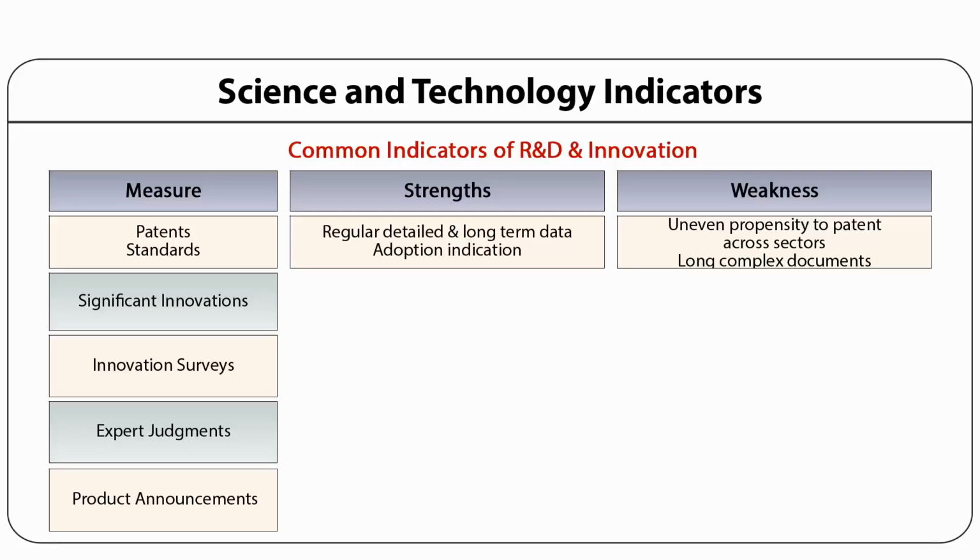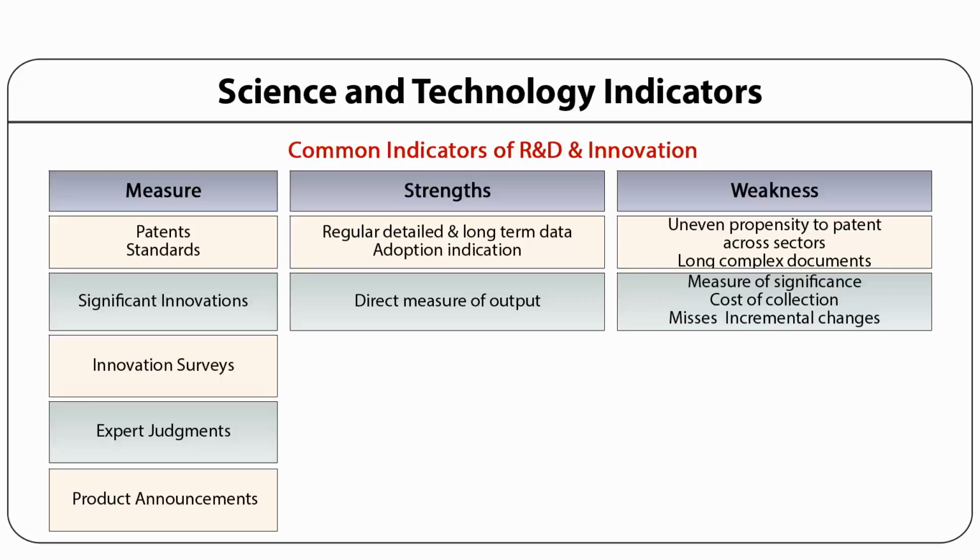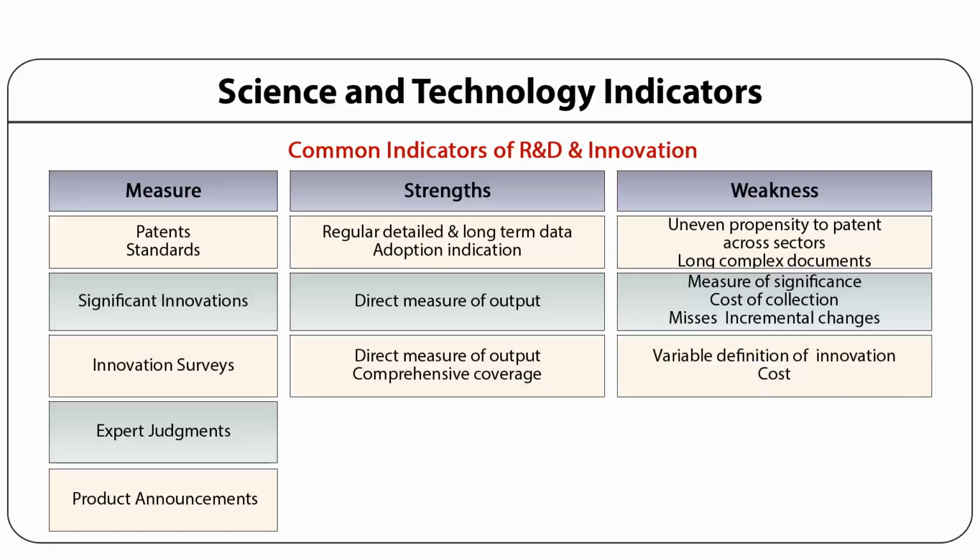Significant innovation is a direct measure of output. It helps to measure the innovation which has happened, but again the weakness is the cost of collection, and it misses incremental changes. Innovation surveys are a direct measure of output and one can make them very comprehensive through extensive surveys. But the weakness is that the variable definition of innovation raises the question of reliability and validity, as well as the cost involved in innovation surveys.